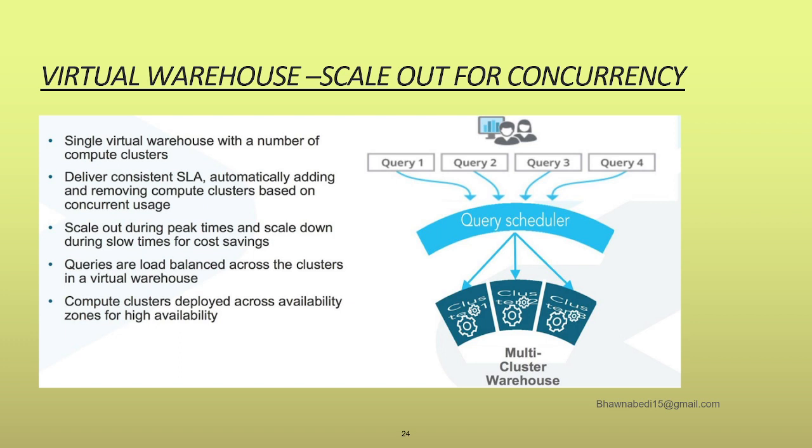Whenever multiple users are trying to query Snowflake, if more than one user is working concurrently, it automatically increases the number of clusters based on the concurrent usage. It adds and removes clusters. It allocates and deallocates clusters whenever multiple users are querying, because it is a multi-cluster warehouse, and all the queries are load balanced.